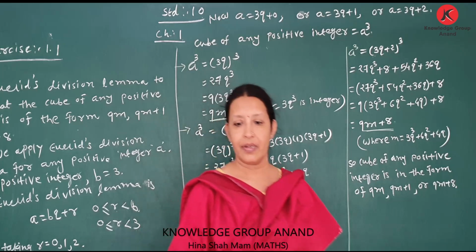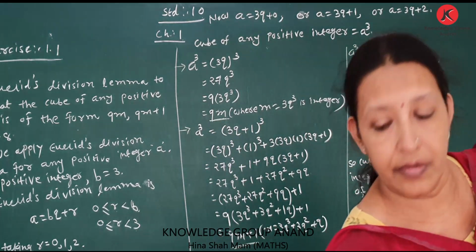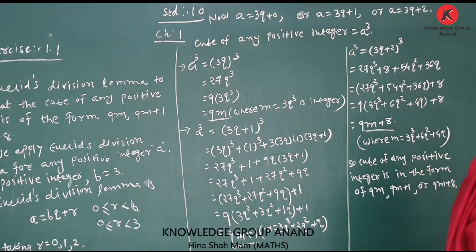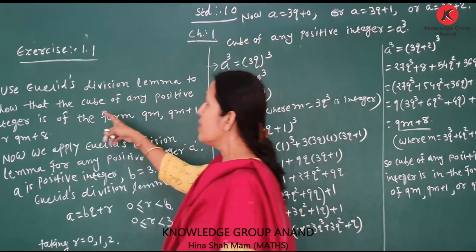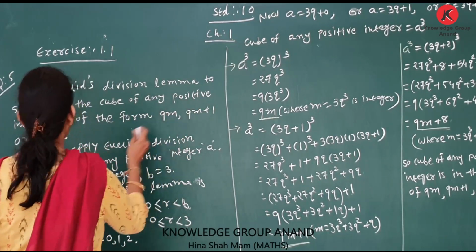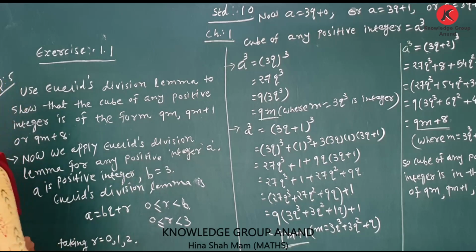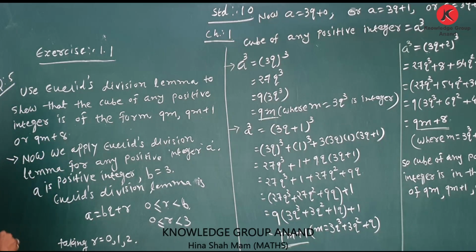Again, our question is: use Euclid's division lemma to show that the cube of any positive integer is of the form 9m, 9m plus 1 or 9m plus 8. Now we start our solution.